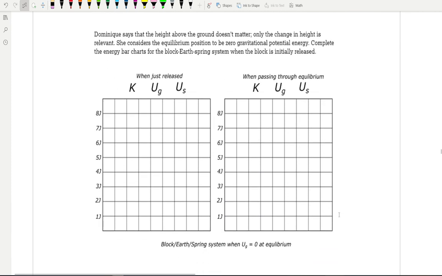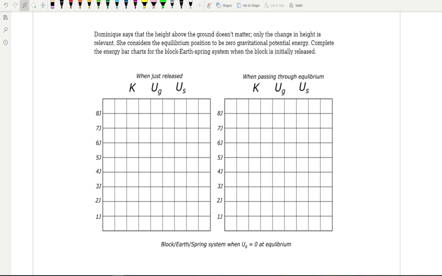Okay, next part, it says Dominique says that the height above the ground doesn't matter, only the change in height is relevant. She considers the equilibrium position to be 0 gravitational potential energy. Complete the energy bar chart for the block-Earth-spring system when the block is initially released.